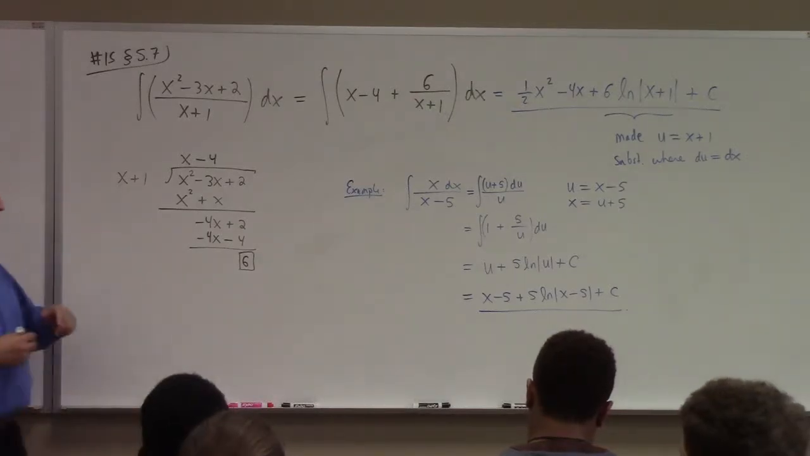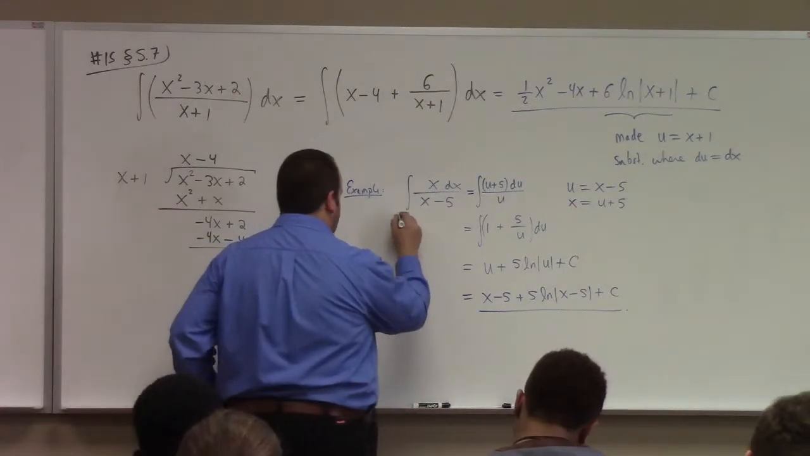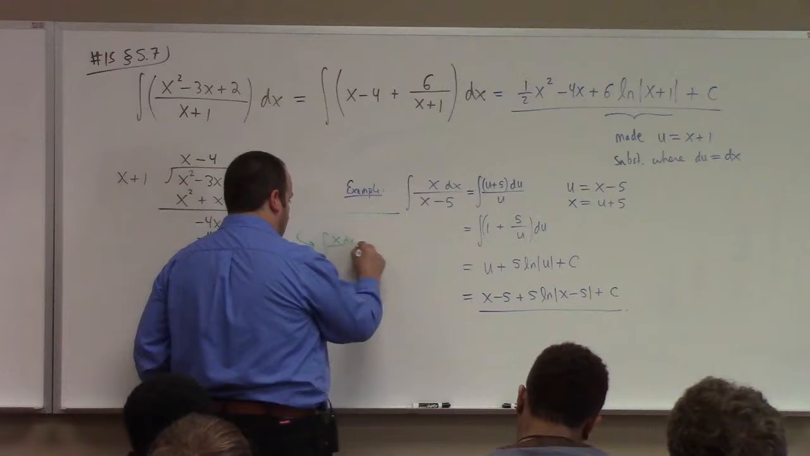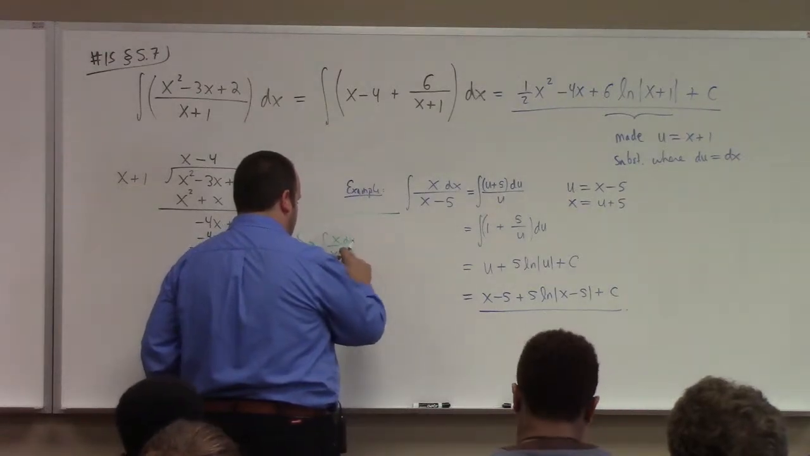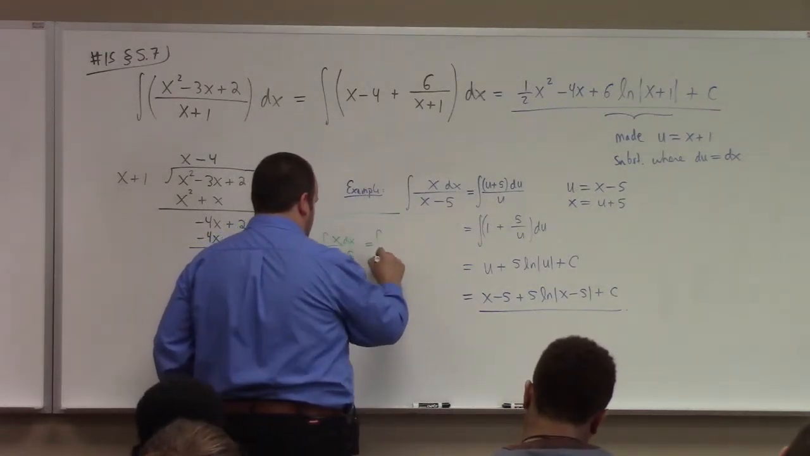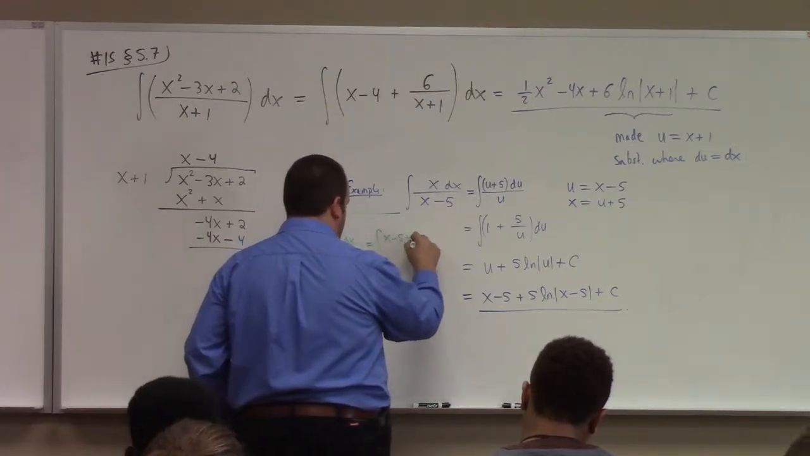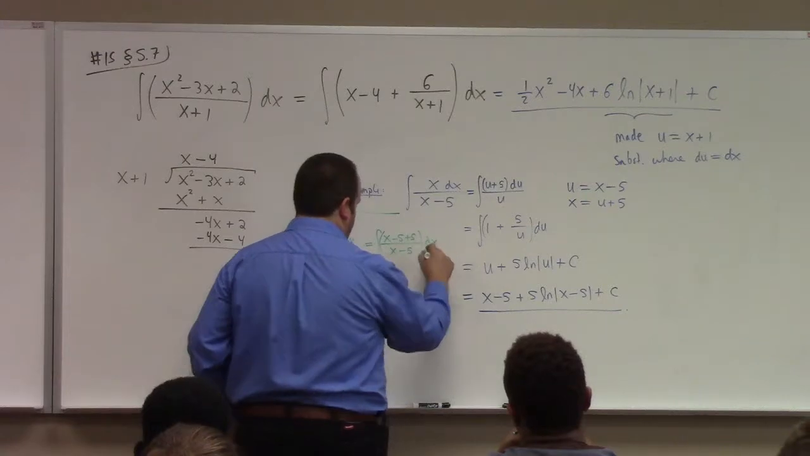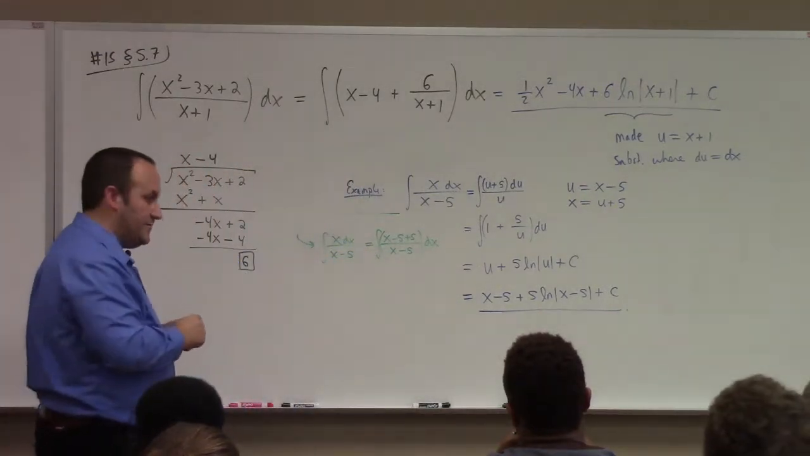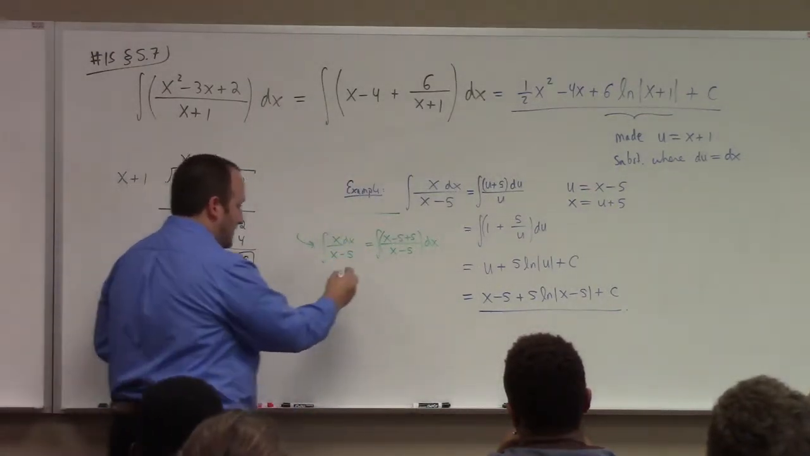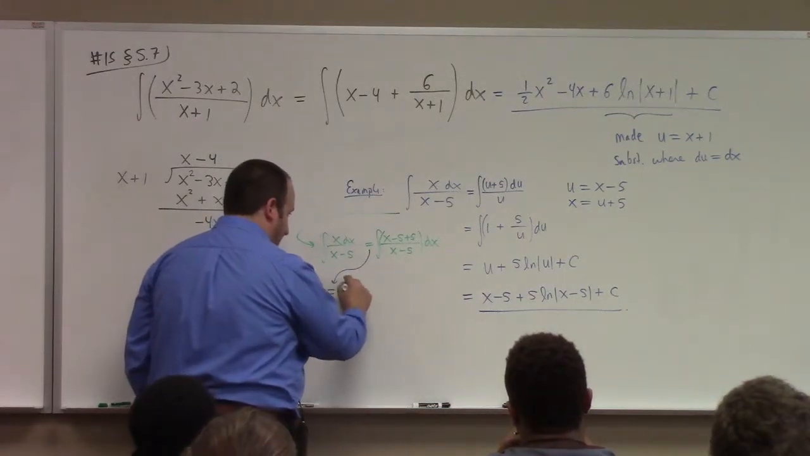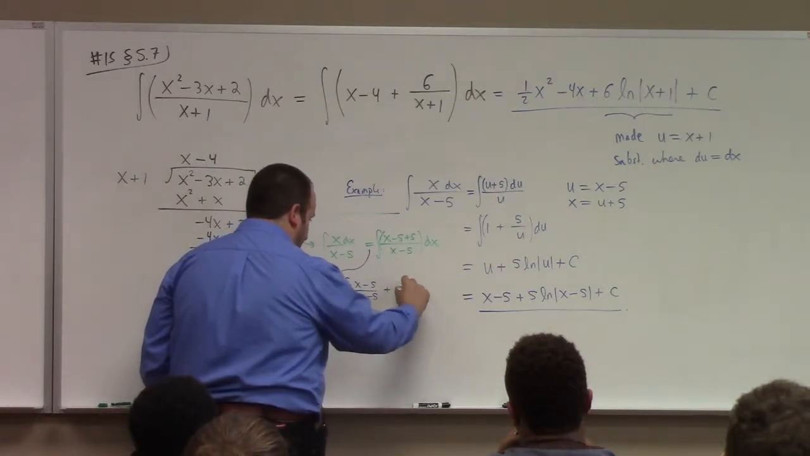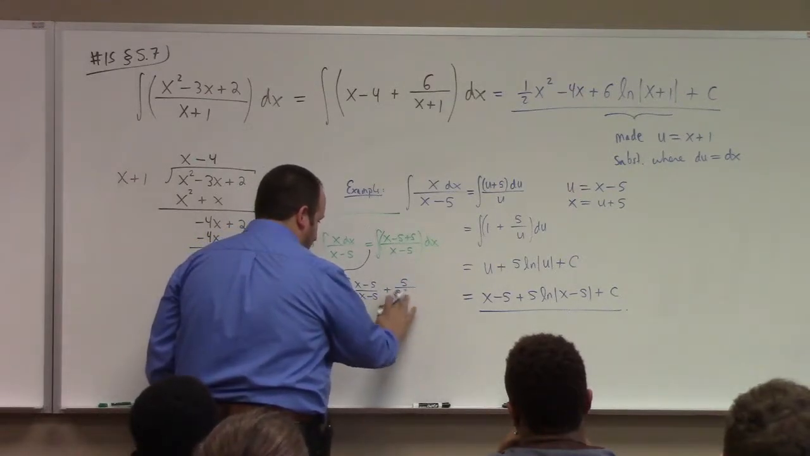Here's the other way we could do this. I'm fond of this other way. The integral of x dx over x minus 5 is actually equal to the integral of x minus 5 plus 5 over x minus 5. I just added 0. Why did I do that? Because then I have x minus 5 over x minus 5 plus 5 over x minus 5. So many 5s.